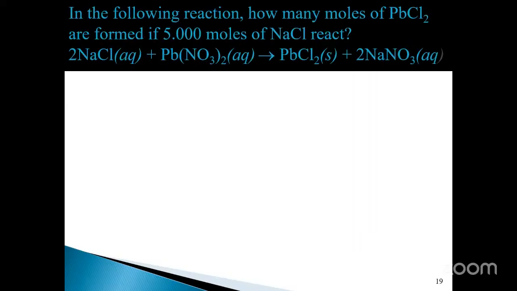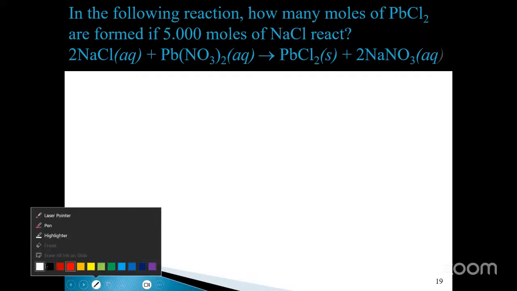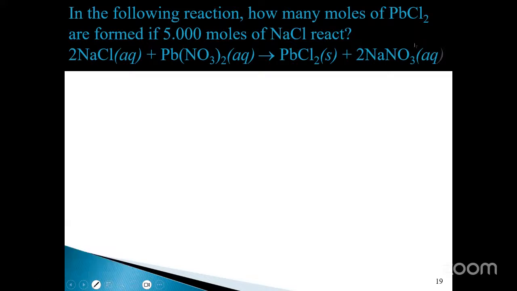Okay, so let's look at this example right here. This question says, in the following reaction, how many moles of lead II chloride are formed if 5.00 moles of sodium chloride react? And they gave you the balanced equation. Like I said before, in some problems like the one I'm about to give you, you might not be given a balanced equation. But in this case, they did some of the work for us so that we don't have to worry about balancing the equation.